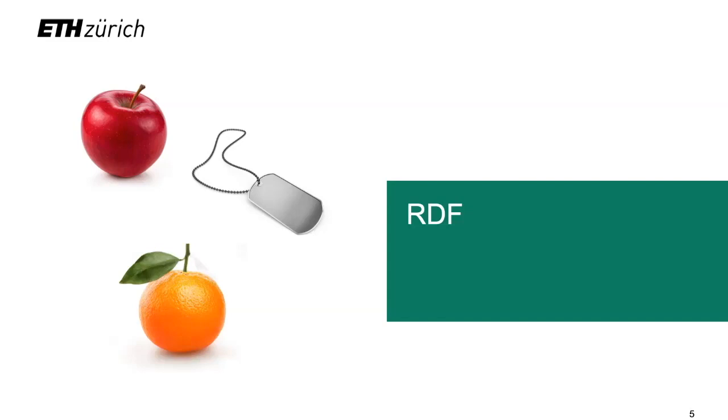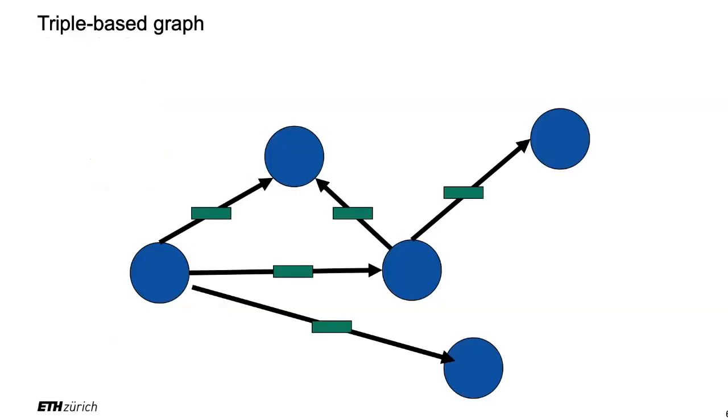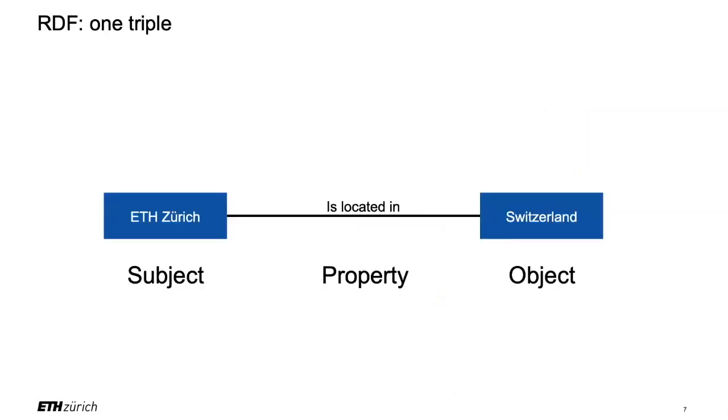RDF has a different approach. It's much simpler actually than labeled property graphs. Because in RDF, there you go, we have only one thing that exists. There's only one first-class citizen in RDF, and it's called a triple. What is a triple? It's something that is made of a subject, a property, and an object. It basically would correspond to an edge in the graph. But in order to have an edge, you need a source and a target, right? So every triple is made of three things, as triple indicates: a subject, a property, and an object. In that case, we say ETH Zurich is located in Switzerland: ETH Zurich is the subject, is located in is the property, and Switzerland is the object.